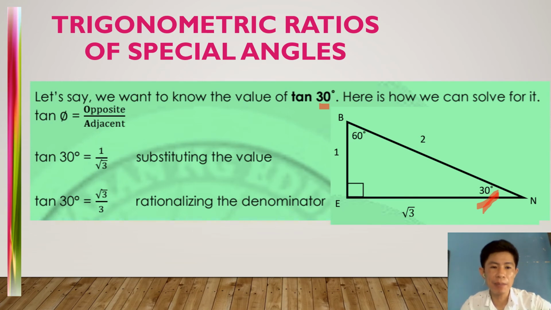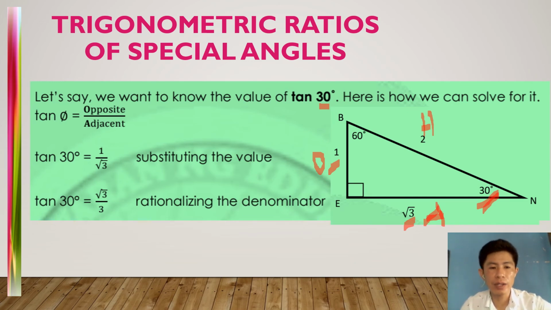So, ang hinahanap natin ay tangent, which is opposite and adjacent. So, ito yung ating hypotenuse. Ito yung ating adjacent. So, ito ang ating opposite. Ayan. So, substitute na natin yung value sa ating formula. Tangent 30 degrees is equal to opposite over adjacent. Ang opposite natin ay 1. So, we have 1 divided by the square root of 3.